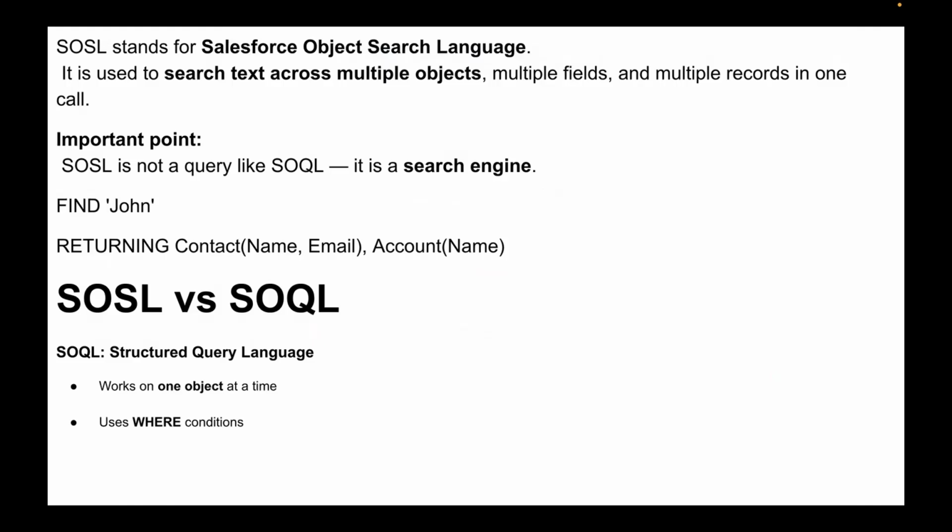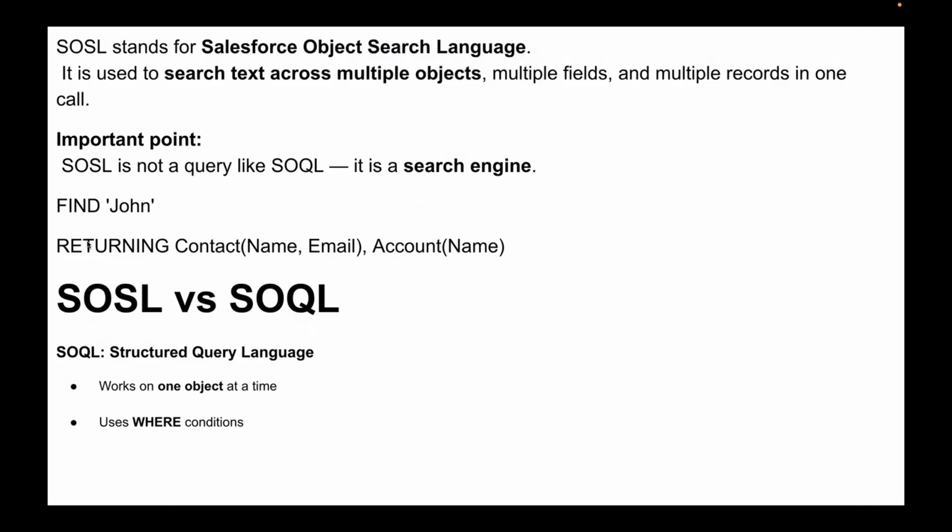So what are the important points regarding SOSL? SOSL is not a query like SOQL, it's basically a search engine. In SOQL we use the select keyword, but here we have to use the find keyword. So find, then the search keyword, then returning and the object name. Let's say from which object we want the records, and we can do multiple objects like that here, for example Contact name, email, and Account name.